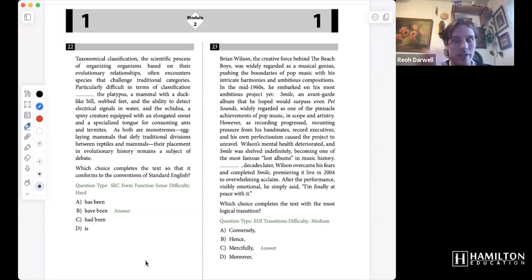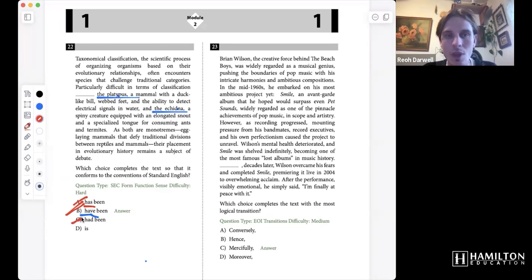So, what is our subject here? What is difficult in terms of classification? The platypus and the echidna, right? These two things, little critters, are difficult to classify, okay? So that means, are we going to be talking about a singular subject or a plural subject? It's going to have to be a plural subject, all right? So he has been, or it has been, right? That would have been correct if we were just talking about the platypus. But are we just talking about the platypus? No, we're talking about the platypus and the echidna.